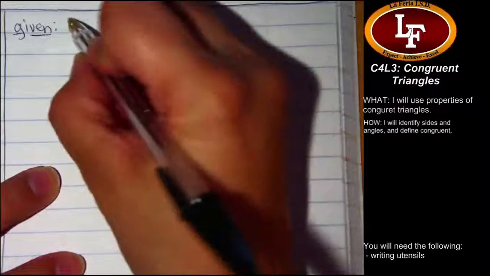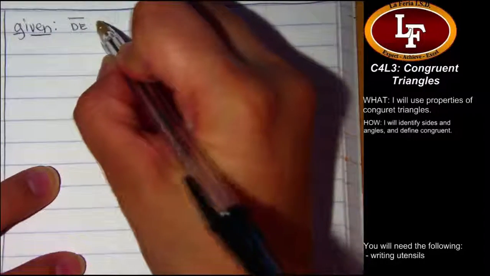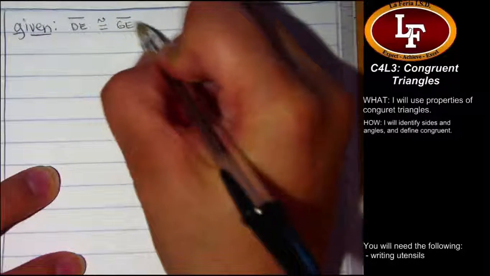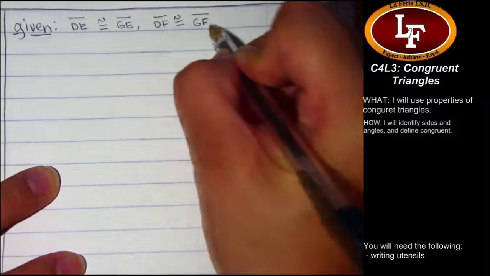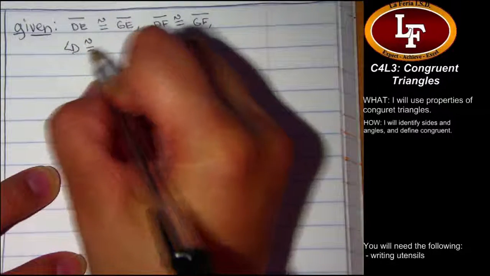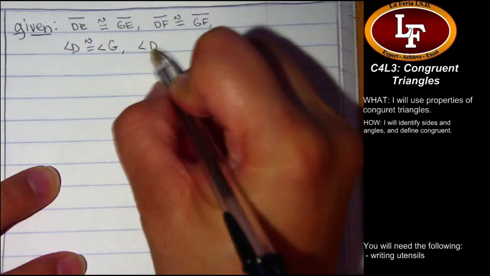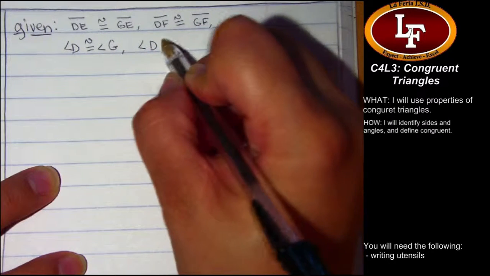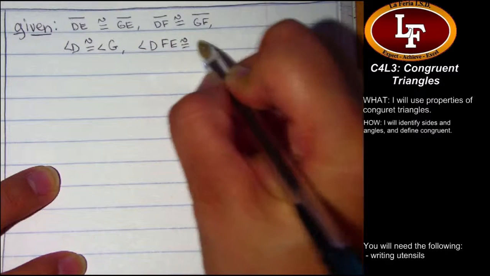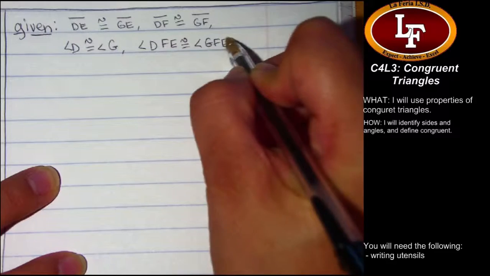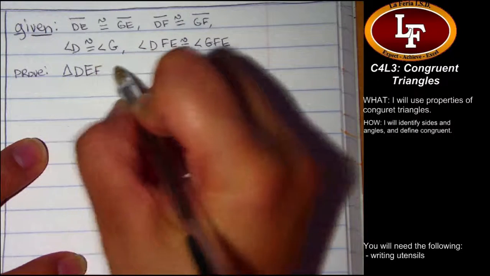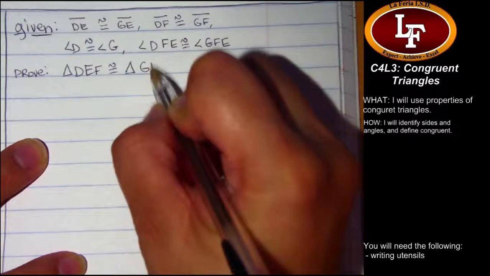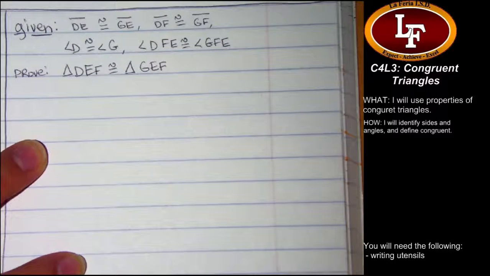Given line segment DE congruent to line segment GE, line segment DF congruent to line segment GF, angle D congruent to angle G, and angle DFE congruent to angle GFE, we want to prove that I have two triangles, one named DEF, the other named GEF, and they are congruent. That requires a lot of thinking.